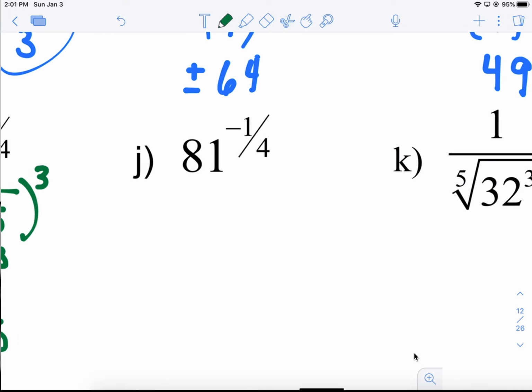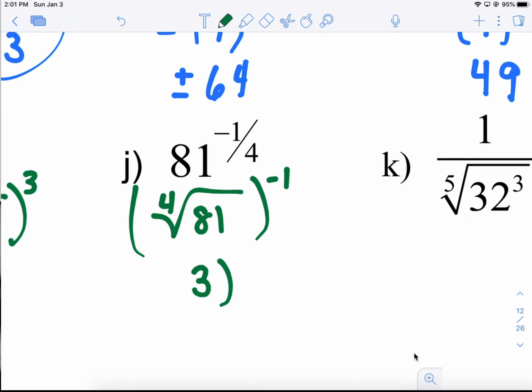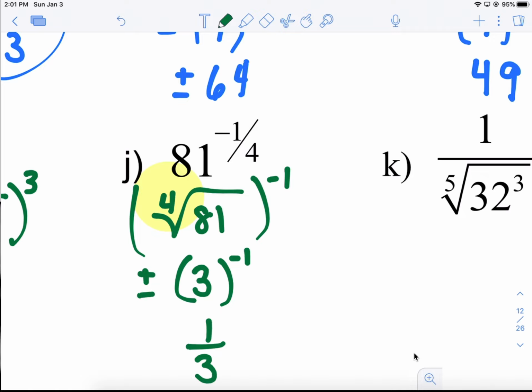All right, moving to J. J means that I have a fourth root of 81. We actually just wrote that one out, right? Raised to the negative 1. We said that that was 3, right? Because 3 times 3 is 9. 2 more 3s is another 9. And 9 and 9 together is 81. If I have a negative 1 as the exponent, remember that that means I need to move it to the bottom. And because it is an even index, we have to use the plus or minus.